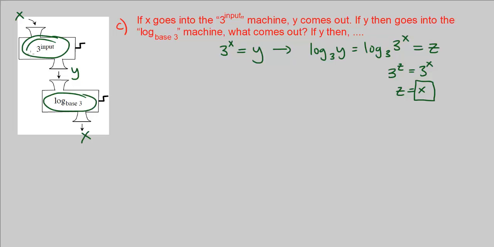This one does the exponential, 3 as the base. This one does the log with 3 as the base.